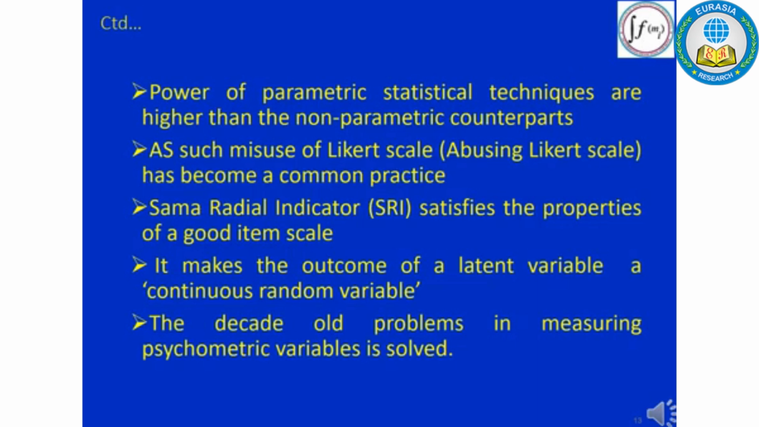Sama radial indicator satisfies the properties of a good scale, and very easily, we don't need to take several items. Even taking one item or one question for one random variable, the random variable becomes continuous. Therefore, parametric statistical techniques can be used without any problem. And as I told you earlier, Sama radial indicator has 180 response options. The neutral midpoint is also there. So the decade-old problem in measuring psychometric variables is solved.